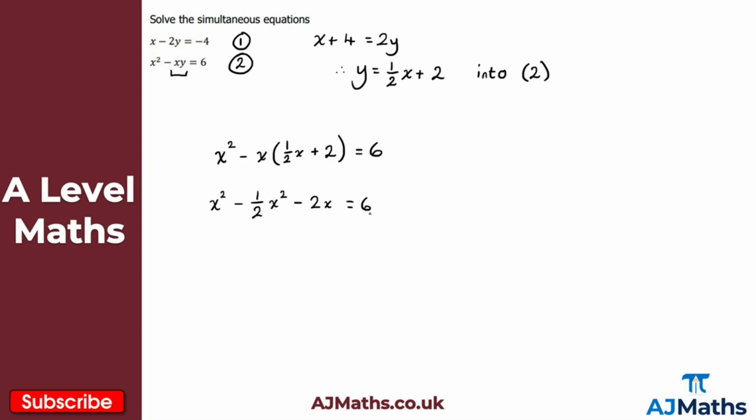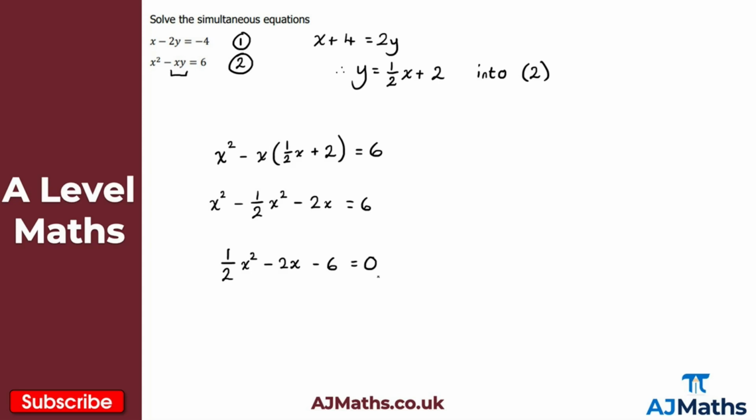So what do I do now? Well, I just need to simplify the left-hand side to begin with. So I've got 1x squared minus a half x squared. So in total I've got a half x squared. I've then got minus 2x, and that's all equal to 6. Now, when I go to solve this quadratic, I don't want it to be equal to 6. I want it to be equal to 0. So I'm going to subtract 6 off both sides, so we get minus 6 is equal to 0.